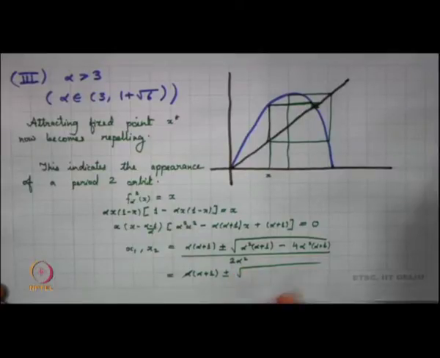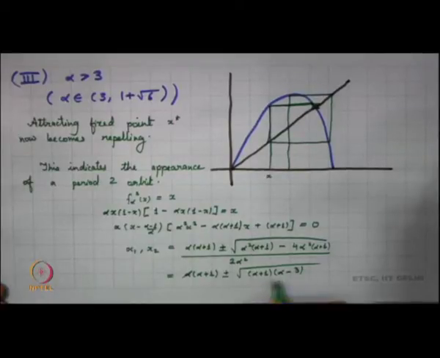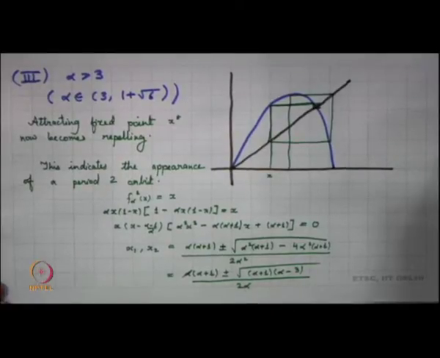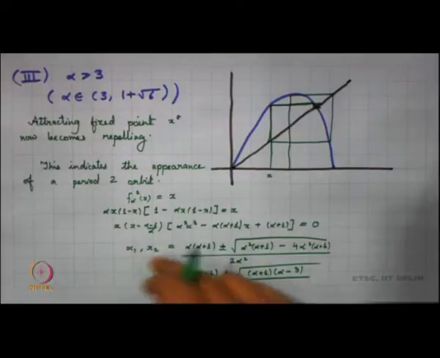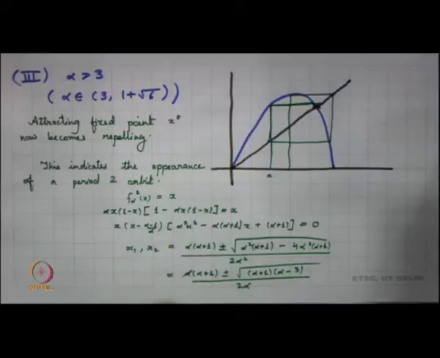I have alpha square here which comes out and becomes alpha, and there is an alpha in the denominator which can be cancelled out. So, what we simply get here is alpha plus 1 plus or minus root of alpha plus 1 into alpha minus 3, divided by 2 alpha. So, x1 and x2 are equal to alpha plus 1 plus or minus under root alpha plus 1 into alpha minus 3 upon 2 alpha. Very easy to see from this equation that x1 and x2 will exist only when alpha is greater than 3.